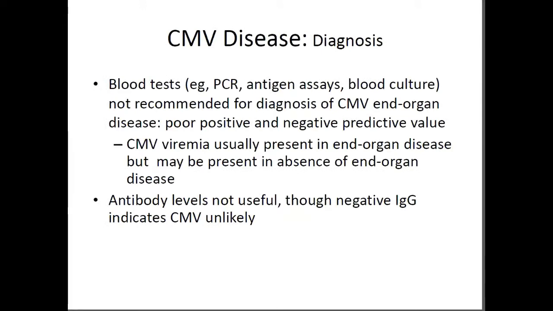We can diagnose CMV by doing blood testing. We can do PCR testing from the blood, antigen assays. But usually it's not a good diagnostic test for CMV end organ disease because viremia is usually present in end organ disease, but it may be present in the absence of end organ disease. So by seeing viremia, we cannot say that the organ is involved. So sometimes we have to do a tissue biopsy to look for the CMV inclusions.